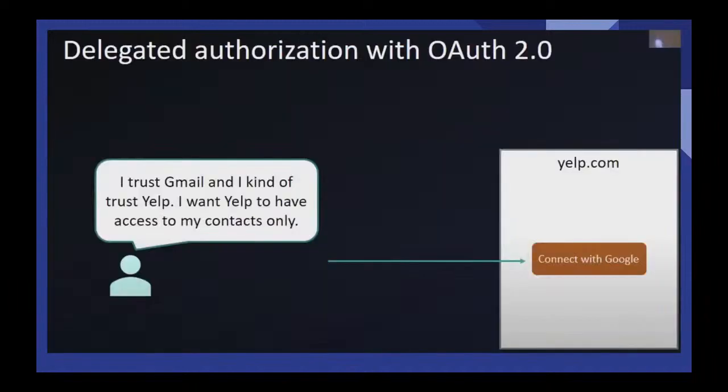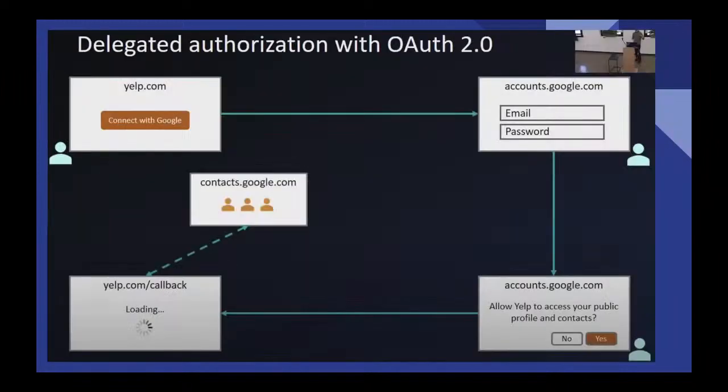I trust Gmail. I kind of trust Yelp. I want Yelp to have access to my contacts only, right? So if we don't want to give them the password, but only the contacts, how can we do that? Previously, there was no way we could do that. But now we have OAuth 2.0.